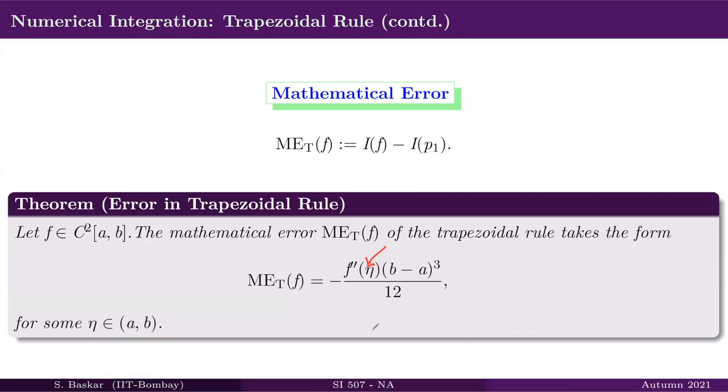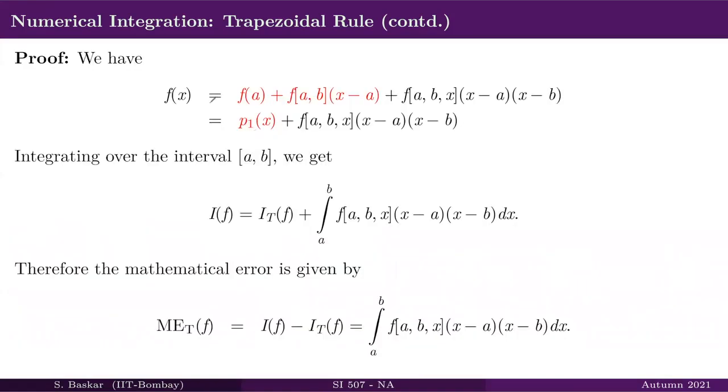Let us see how to derive this expression for the mathematical error of the trapezoidal rule. The basic idea is very similar to what we discussed in the last class. You construct the polynomial interpolating the function f at the nodes a, b and some x, where x is some arbitrary number in the interval (a, b) such that x is not equal to a and x is not equal to b.